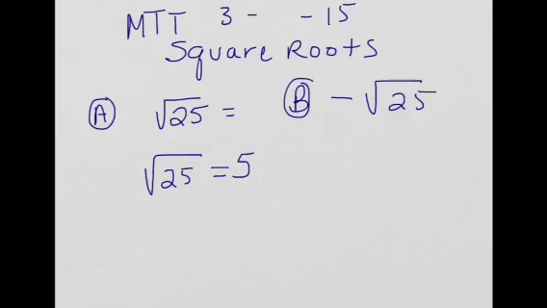This problem tells us to find the square root of 25, which is 5, and then we're going to multiply it times negative 1. That's what the negative sign tells us to do. So this is going to be negative 1 times the square root of 25, or negative 5.